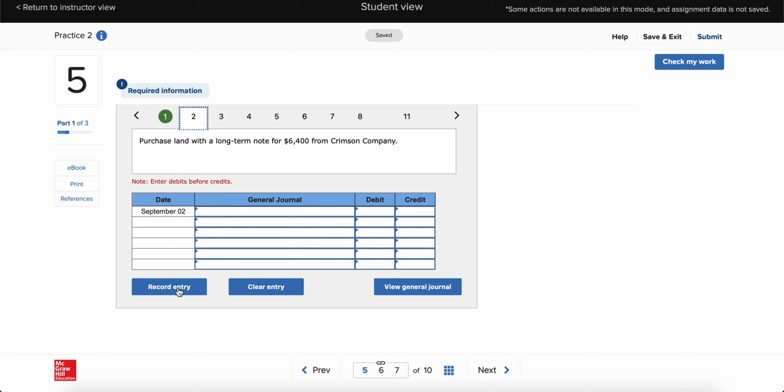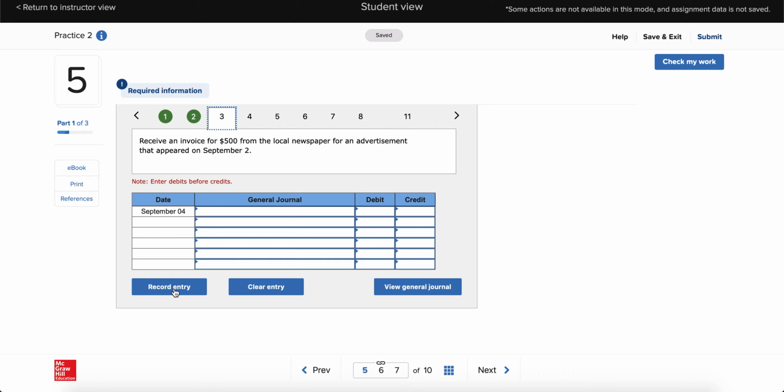We purchased land with a long-term note for $6,400. So we're purchasing the land. Land is an asset, so we are going to increase this asset called land, $6,400. And we did this with a note. So there's a note payable here in the amount of $6,400. That's the end of that one.